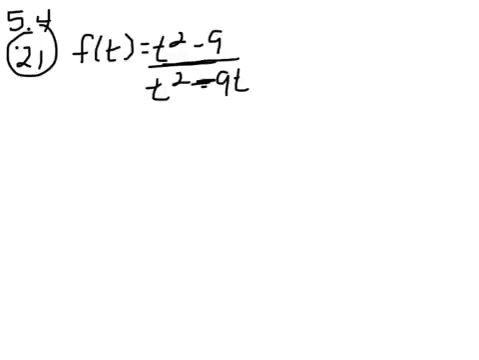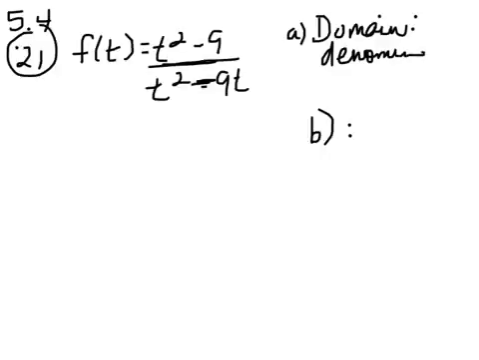Number 21 asks us to find the domain of the function, and it also asks us to find any zeros. Now, these are two different questions. When we're looking at the domain, we need to look at the denominator. If I have t squared minus 9t, the domain is basically going to be any real numbers except where there may be something that makes the denominator 0.